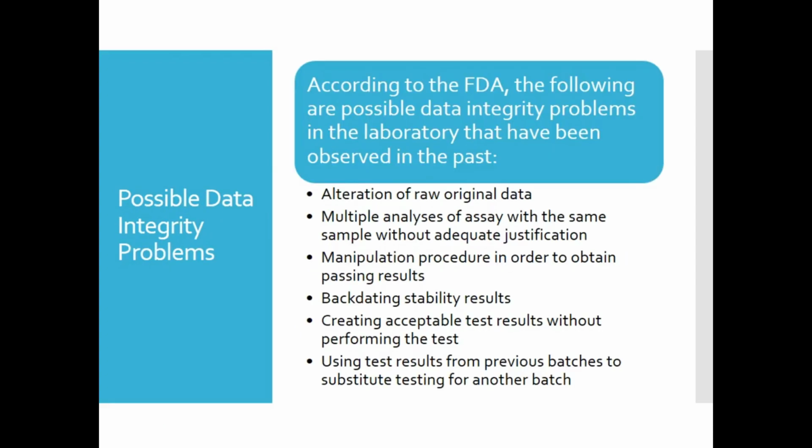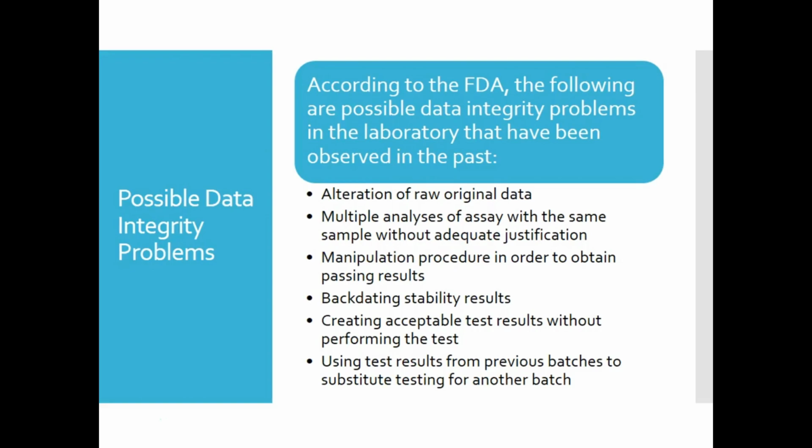Possible data integrity problems. So according to the FDA, the following are possible data integrity problems in the lab that have been observed in the past. So alteration of raw original data and records, for example, the use of Tipp-Ex or correction fluid, multiple analysis of assays with the same sample without adequate justification, manipulation of a poorly defined analytical procedure and associated data analysis in order to obtain passing results, backdating stability test results to meet the required commitments, creating acceptable test results without performing the test, using test results from previous batches to substitute testing for another batch.